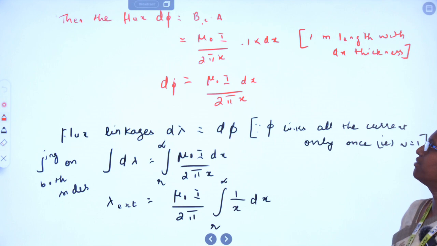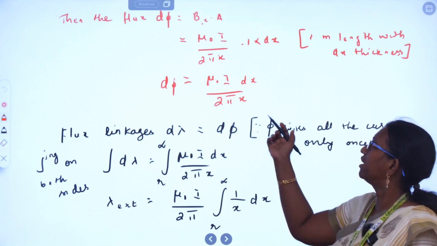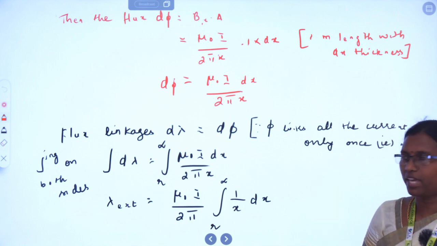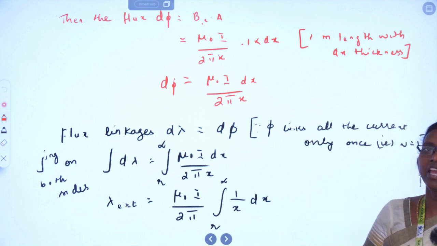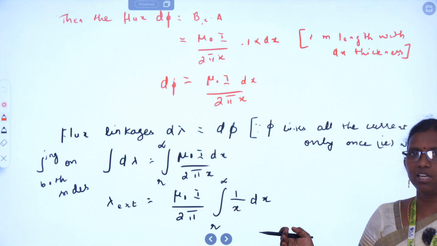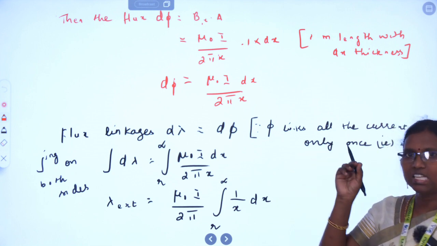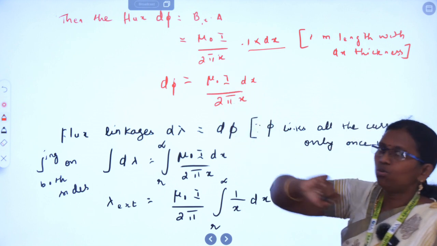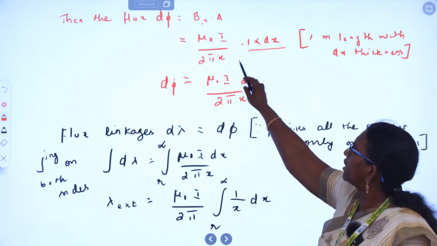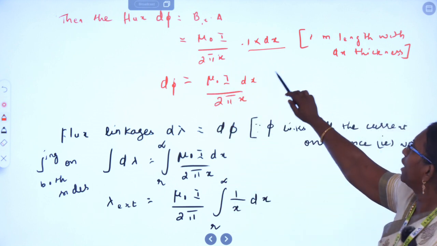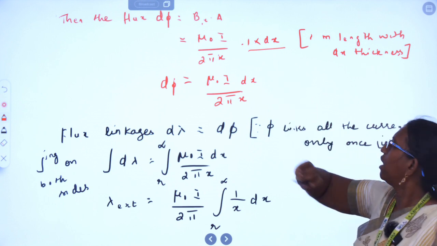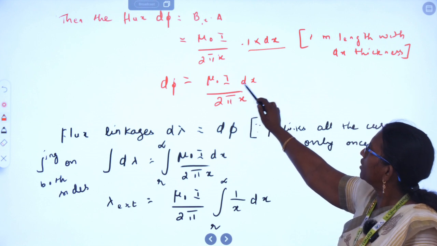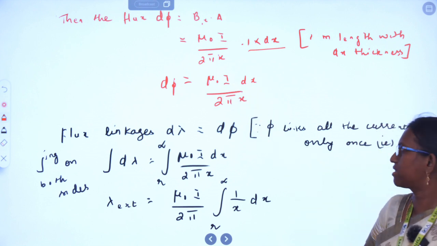Now we are going to find out what is the flux dφ. dφ is nothing but B into A. So Bx into A. As usual, here the A can be given for an axial length of 1 meter for a thickness of dx. We have taken this, and the Bx value from the previous step, μ0 I divided by 2πx, into 1 into dx. And here the dφ is finally obtained as μ0 I dx divided by 2πx.